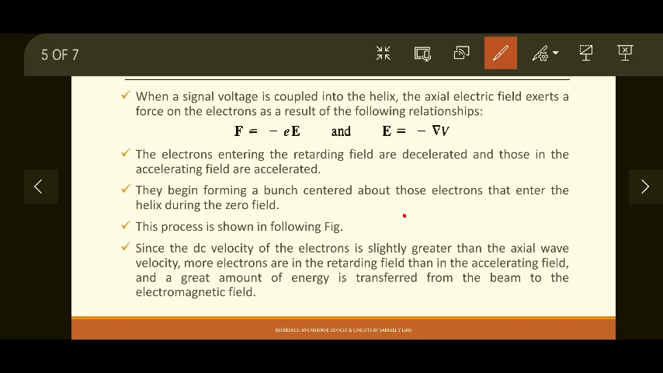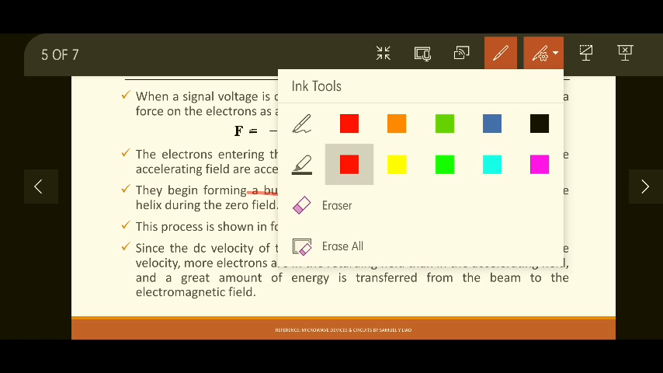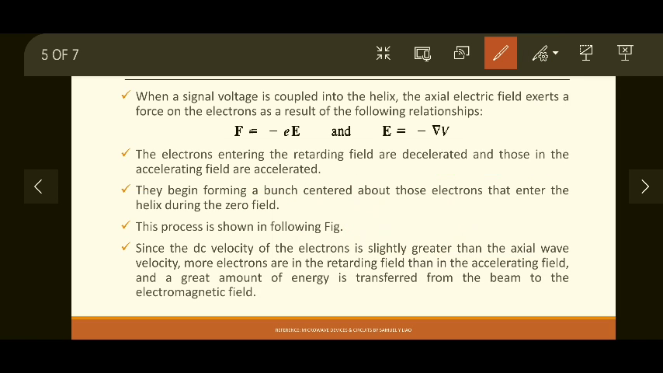Okay, so some electrons are not affected, which are entering at the zero field, some electrons are accelerated and some electrons are decelerated. So they create a bunch around this center electron which is not accelerated or decelerated by any field. This process is shown in the following figure. We will see that. Since the DC velocity of electrons is slightly greater than the axial wave velocity, more electrons are in the retarding field than in the accelerating field.